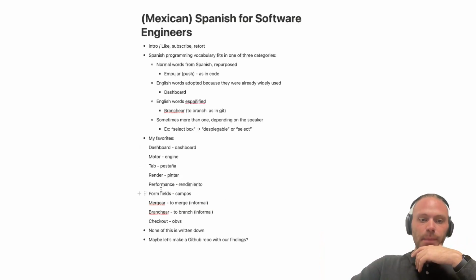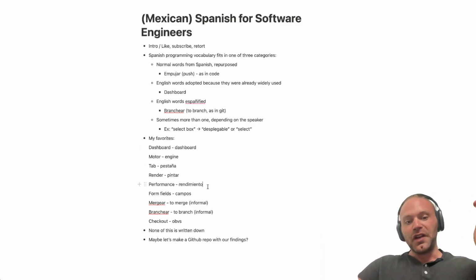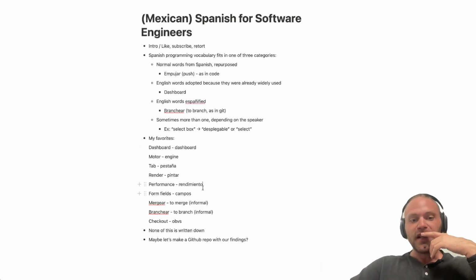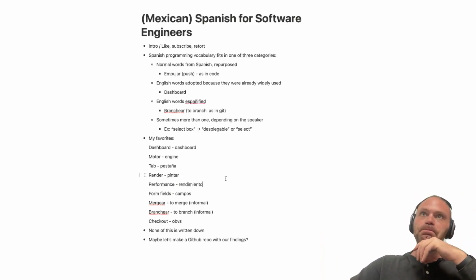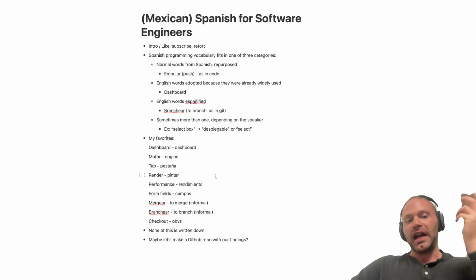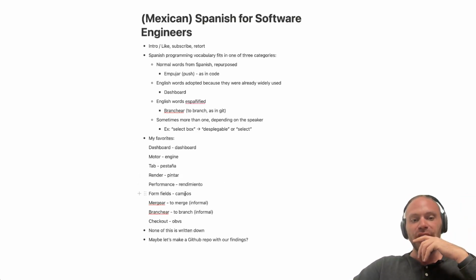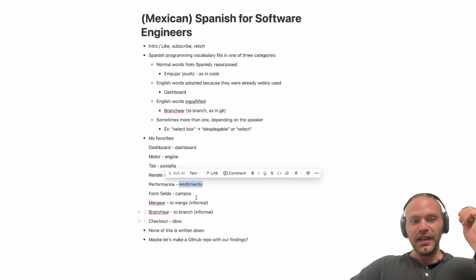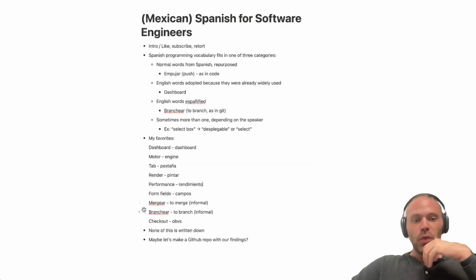Performance, I don't know if this one's just funny or whatever, but it's rendimiento. So it's just a useful word, and it comes up a lot. You could think of that as ironic. I think I included this originally because it's in contrast to the word render here. You might think that rendir has something to do with it, but it doesn't. So yeah, just something to be aware of there.